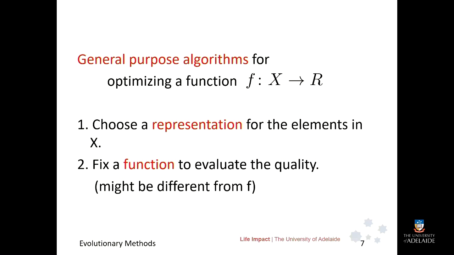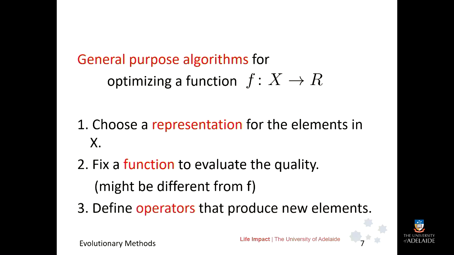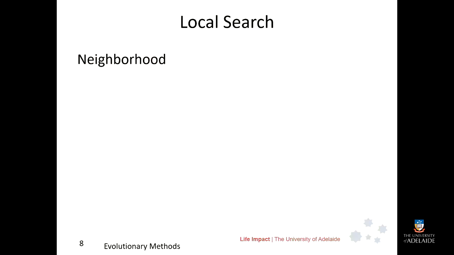For example, you would like to have a function that better somehow supports the search, or that is taking into account constraint violations and so on. Okay? And we need to define operators that produce new elements. So the idea is, I have a solution, I present it to my function, I determine how good it is, I produce new solutions, and determine how good they are, and so on, and I keep going. All right? Okay. So the first thing that you could do is local search.